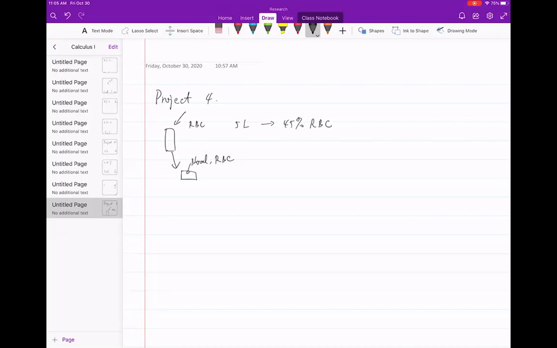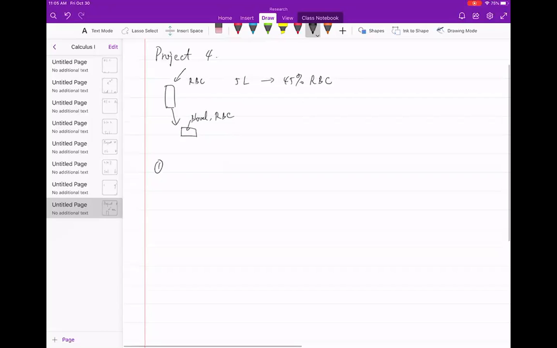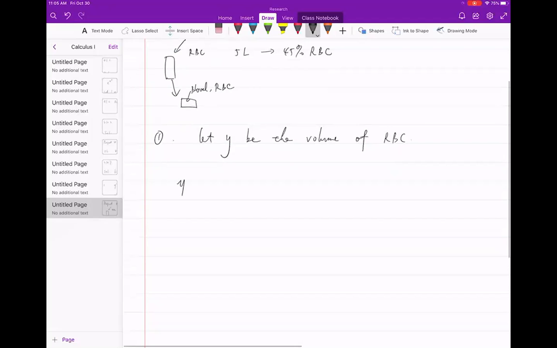Okay, so number 1, how do you model this? Well, a differential equation. Let Y be the red blood cell volume. So clearly Y is changing. What's the changing rate of the red blood cells?